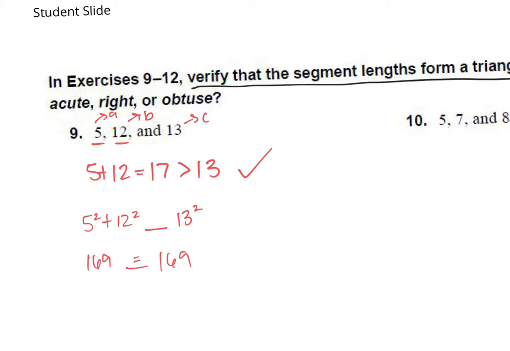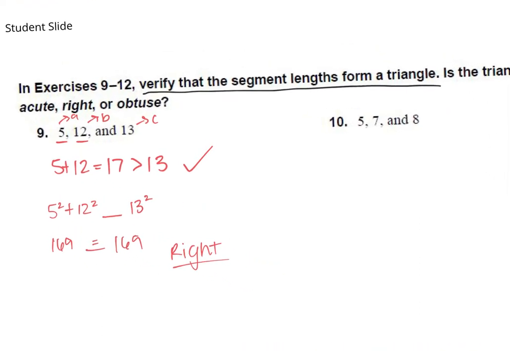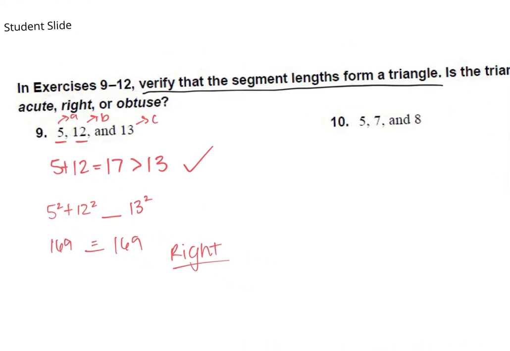When they're equal, what kind of triangle do we have? A right triangle, okay? How many people got that one right? Let's go. Okay, number 10. Again, you can't just start by doing it. What do we need to do first? Good. So we should have added 5 and 7, right? You would have gotten, I think that's 12. And that is definitely bigger than 8, right? So we're good. We've got a triangle.